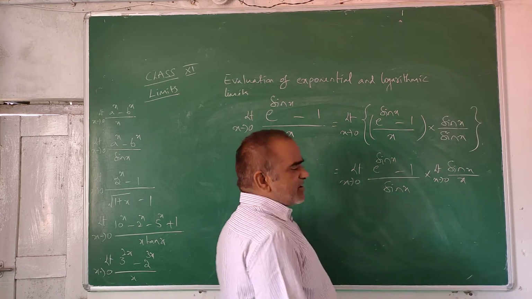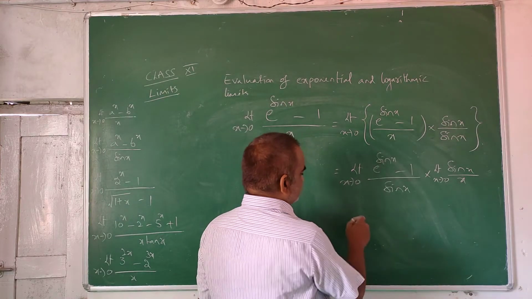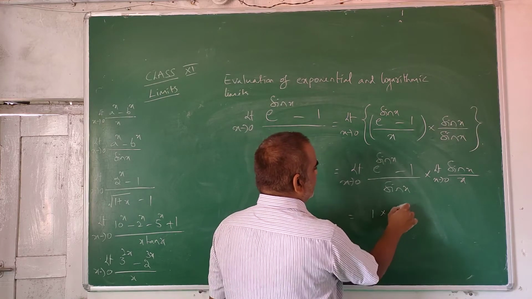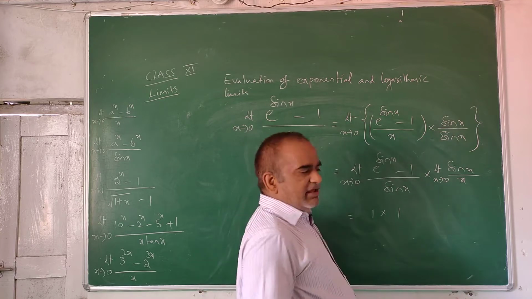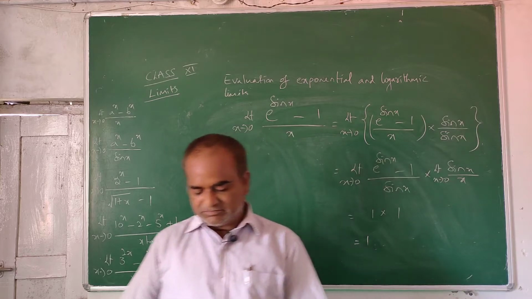So this is in the form of e power x minus 1 by x, limit extends to 0, which results as 1. 1 into 1. Are you following? So which is 1. So this answer is 1.